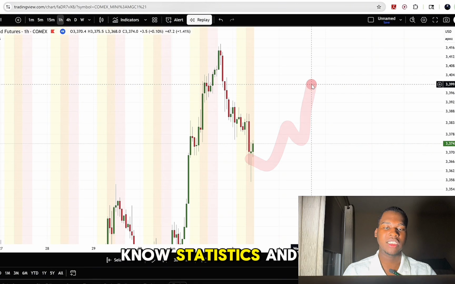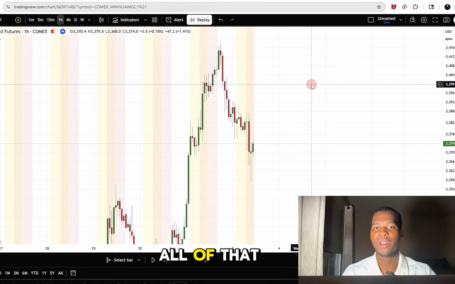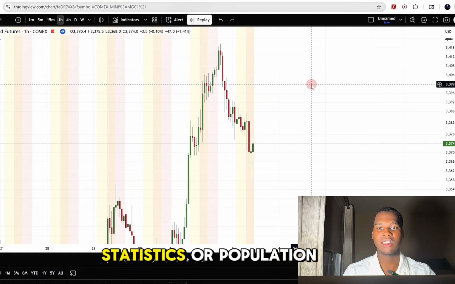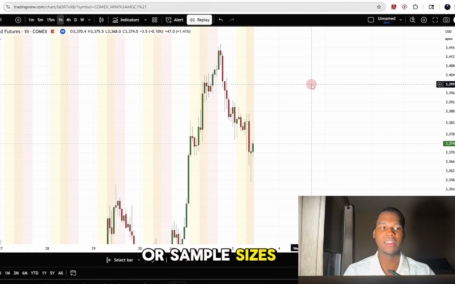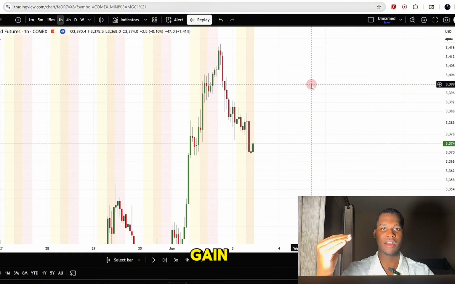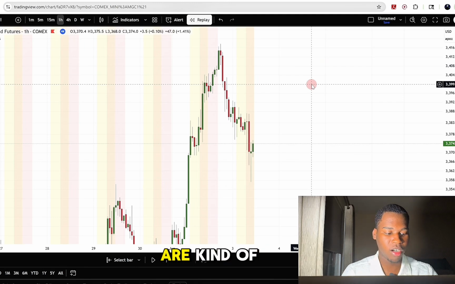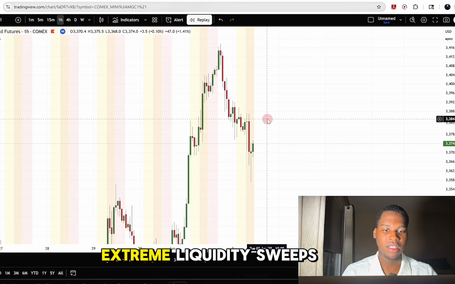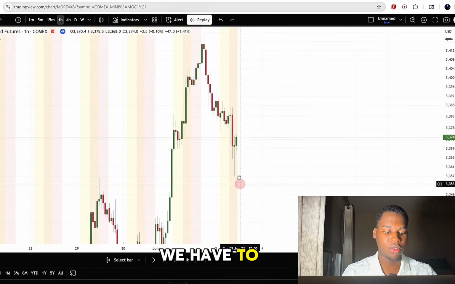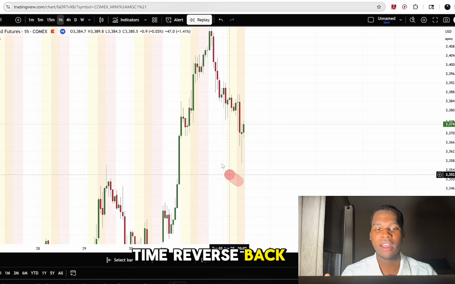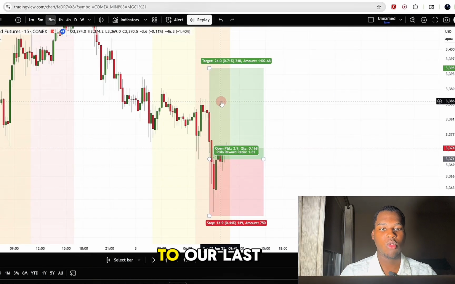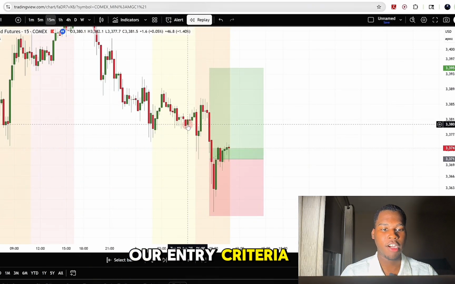If you guys know statistics and standard deviations and all of that, the market always has to revert back to a mean, just like in statistics or population or sample sizes. Each day, the market is kind of like that, where it makes a certain percentage gain, but overall, it has to revert back to what the average is in general. So when we are making these extreme liquidity sweeps, we have to time a reversal back to the mean. That brings us to our last step, which is our entry criteria.